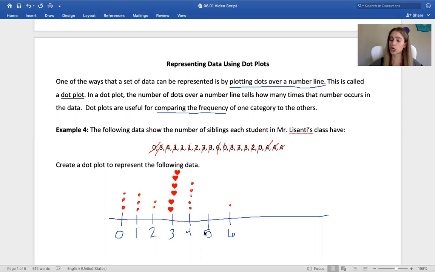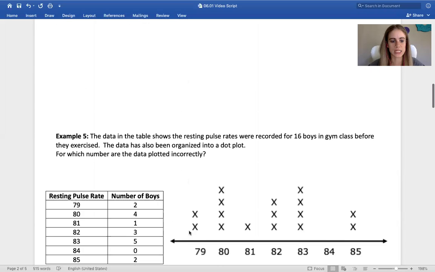So that's one of the perks of organizing your data in some fashion. And dot plots are one of the best ones if you're comparing frequency, which is what we just did. We're comparing how many they each have. So what's the frequency? The highest is 3, the lowest is 5. All right, let's check out another example on dot plots.